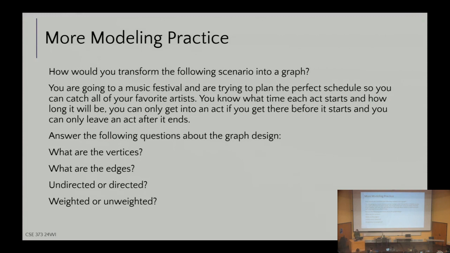Anyone have anything different than artists as the vertices? Like I said, I think there's probably multiple ways to go about this one. I'm just curious if anyone had any other creative approaches. Yeah. You talked about the locations. If you're at a festival, there's probably multiple stages. So the stages would be the vertices. See, that's what I was thinking of too. Maybe the different vertices are the stages, and then the edges are the transitions between artists or something like that. There's a lot of different ways to go about this, but that's another one I think would work too.